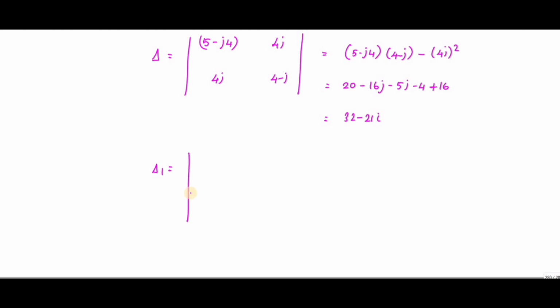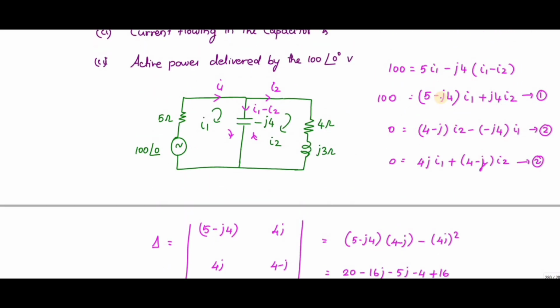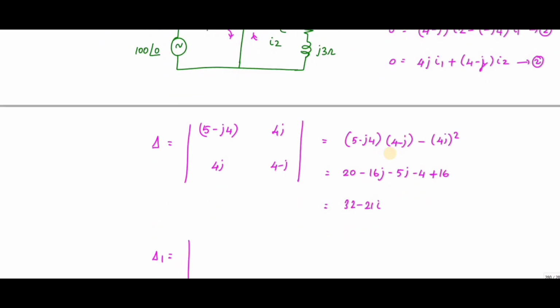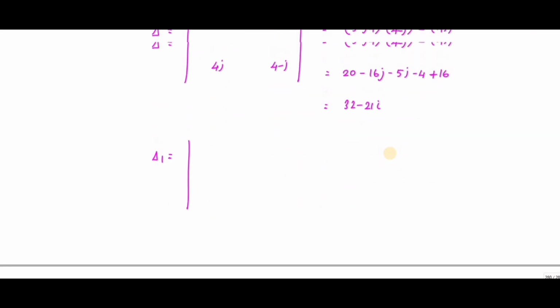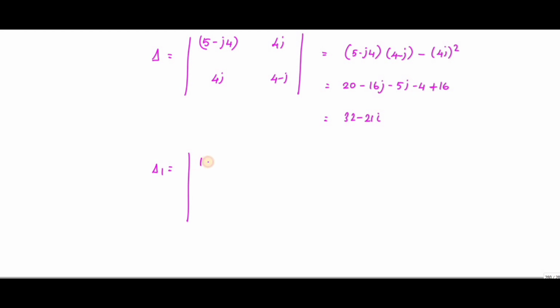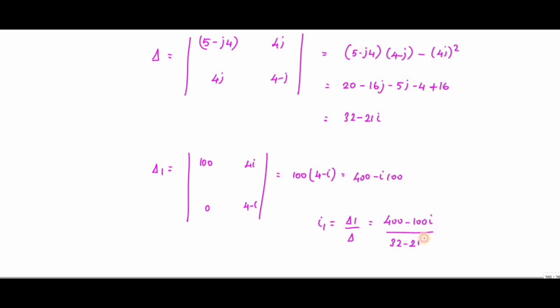So what is del 1? For del 1, you have to substitute 100 and 0 in the first column and keep the rest the same. If I solve, you will get 100 into 4j, which is equal to 400j. So what is the value of I1? I1 is equal to del 1 divided by del, that is 400j divided by 32 minus 21j.